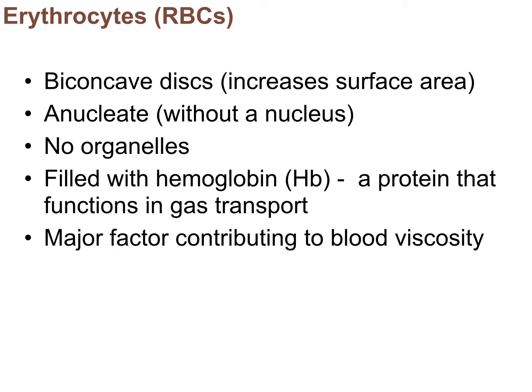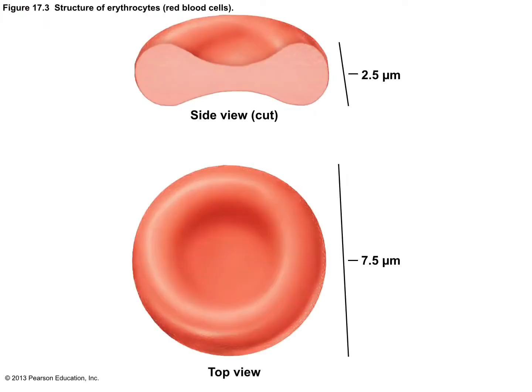It's also anucleate. That means it does not have a nucleus. It doesn't have any other organelles as well. It's primarily hemoglobin filled inside the red blood cell. And it's also the major factor contributing to blood viscosity. Now, when you think of viscosity, think of thickness and stickiness. So the higher the percentage of red blood cells, the thicker and stickier the blood becomes. Here's the picture that I referenced, and you can see that biconcave disc shape.